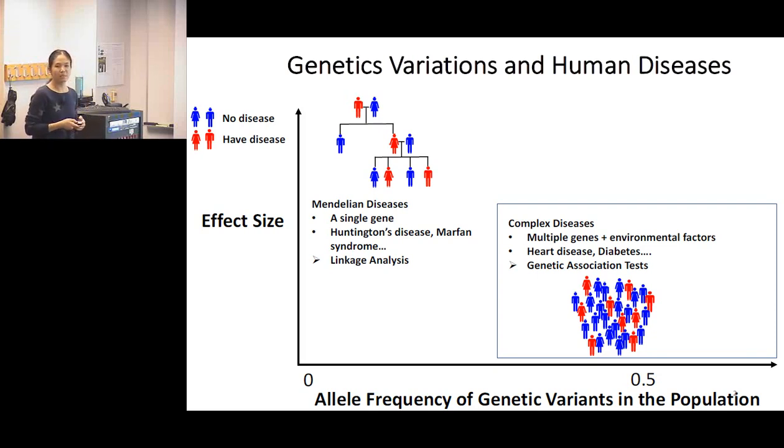They are usually caused by multiple genes as well as environmental factors such as lifestyle. Examples include heart disease, diabetes, and many other common diseases we see in the population. The genetic variations causing complex diseases usually have higher allele frequency than those causing Mendelian disease. However, their effect size for each single one is relatively small. So the family-based studies which we used for Mendelian diseases no longer work for complex diseases.